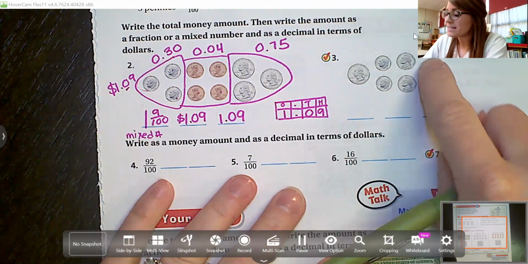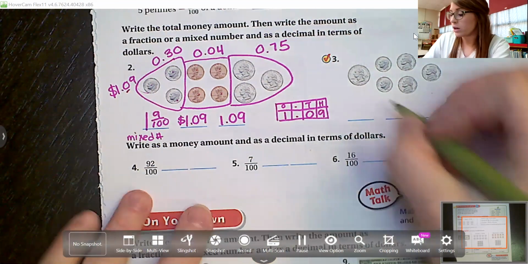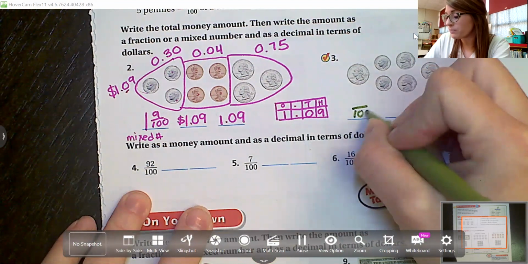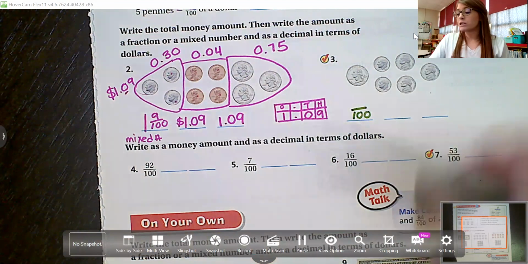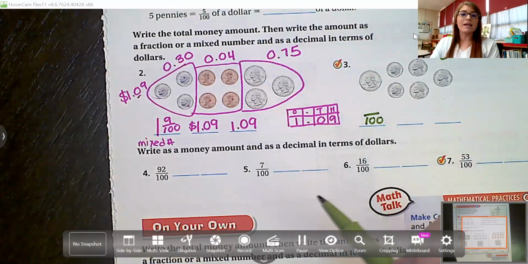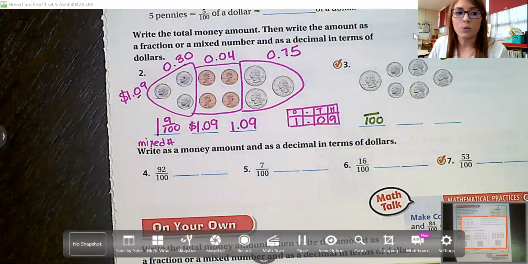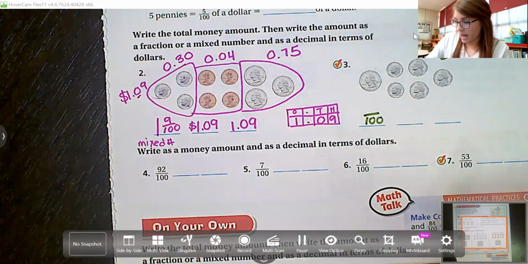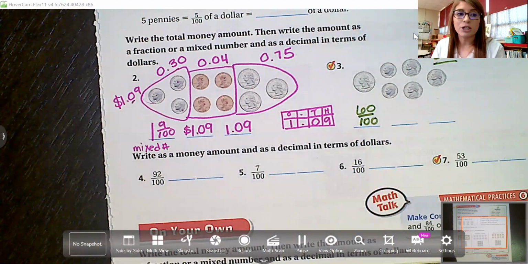How would I write 60 cents as a fraction? Remember, when it comes to money, our denominator is always going to be what? Very good. It is always going to be 100 because there are 100 pennies in a dollar. So our denominator, when we talk about fractions for money, is always going to be 100. How many out of 100 do we have? Yes, we have 60 hundredths of a dollar.